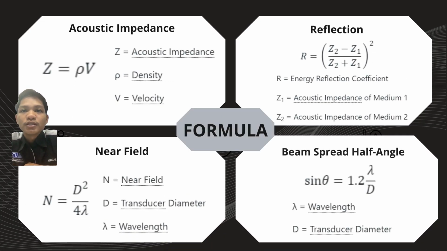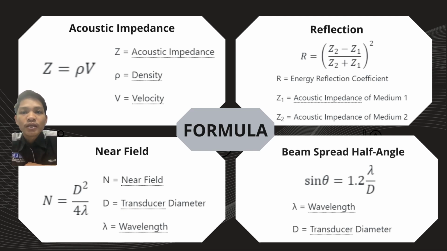And then acoustic impedance, Z equals rho V, where Z is acoustic impedance, rho is density, and V is velocity. Next, reflection, R equals (Z2 minus Z1) divided by (Z2 plus Z1), all to the power of 2, where R is the energy reflection coefficient, Z1 is acoustic impedance of medium 1, and Z2 is acoustic impedance of medium 2.